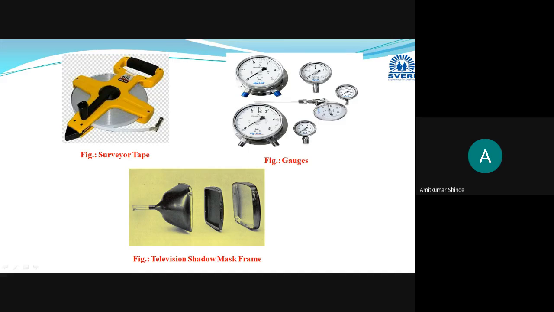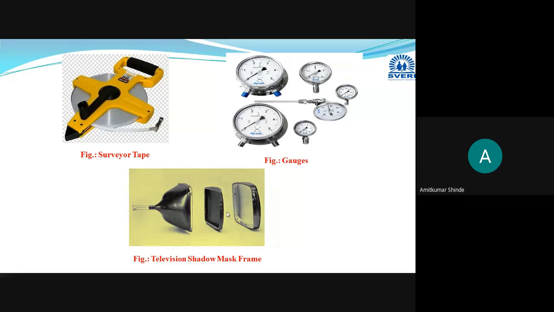Here, all these types of gauges are manufactured using this Invar steel material. The material which is used here is the Invar steel. Then there is the television shadow mask frame. Okay, this is the frame used in the television, which is termed the television shadow mask frame. This frame is also manufactured with the help of this Invar steel only. Okay, very easy to remember this type of application.